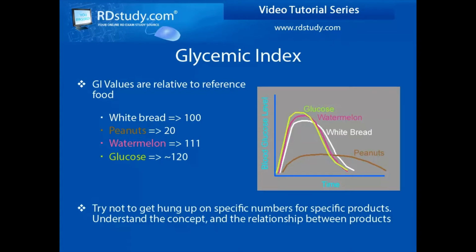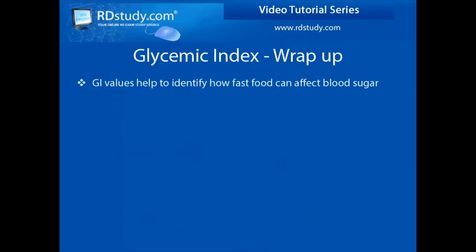The point is not to get hung up on a particular number for a specific food product, but to understand how that number fits in based upon the reference item and how fast that food product will increase blood sugar numbers. Wrapping up, the glycemic index is a numerical system that labels foods based upon the speed at which they will affect blood sugar. Values given are relative to a reference food, which is most typically glucose, but other foods such as white bread are sometimes used.